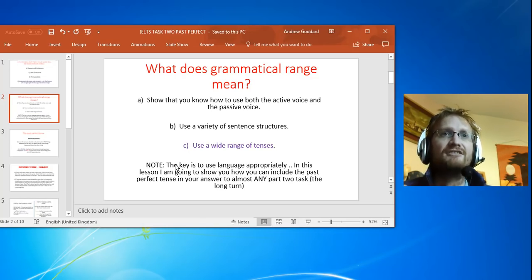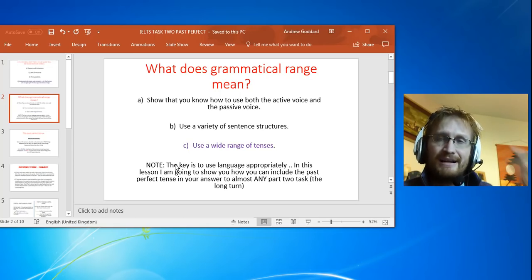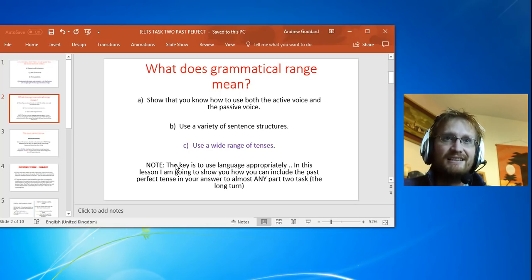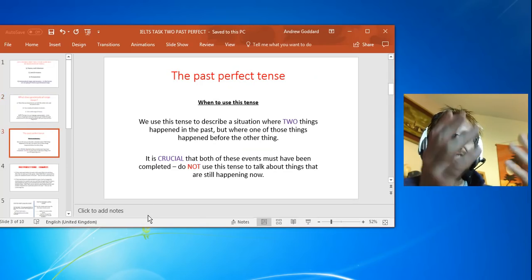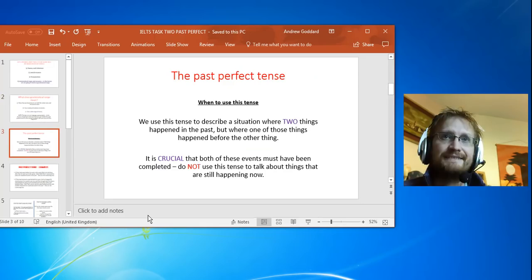So I'm going to show you how you can include the past perfect tense in your answer to almost any Part 2 task. So, the past perfect tense. When should you use this tense?